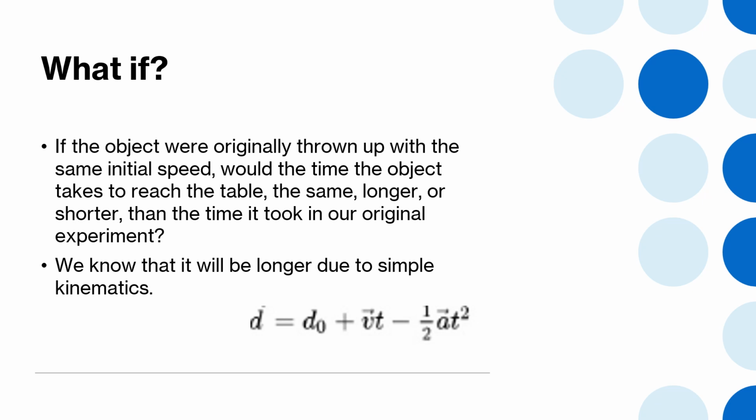Lastly, for our what-if questions: if the object were originally thrown up with the same initial speed, would the time the object takes to reach the table be the same, longer, or shorter than the time it took in our original experiment? We know that it would be longer, simply due to kinematics. We can see in this equation where d, in this case, would be h, the height of where we threw the ball. We know that it'll eventually reach a height of 0 when it touches the table, and it is currently at a height of 1 meter before we let it go. If we throw it straight up, it would have a positive velocity going in the positive y direction, while the force of gravity acts in the negative y direction. So we can see that the positive velocity will simply give us more time.